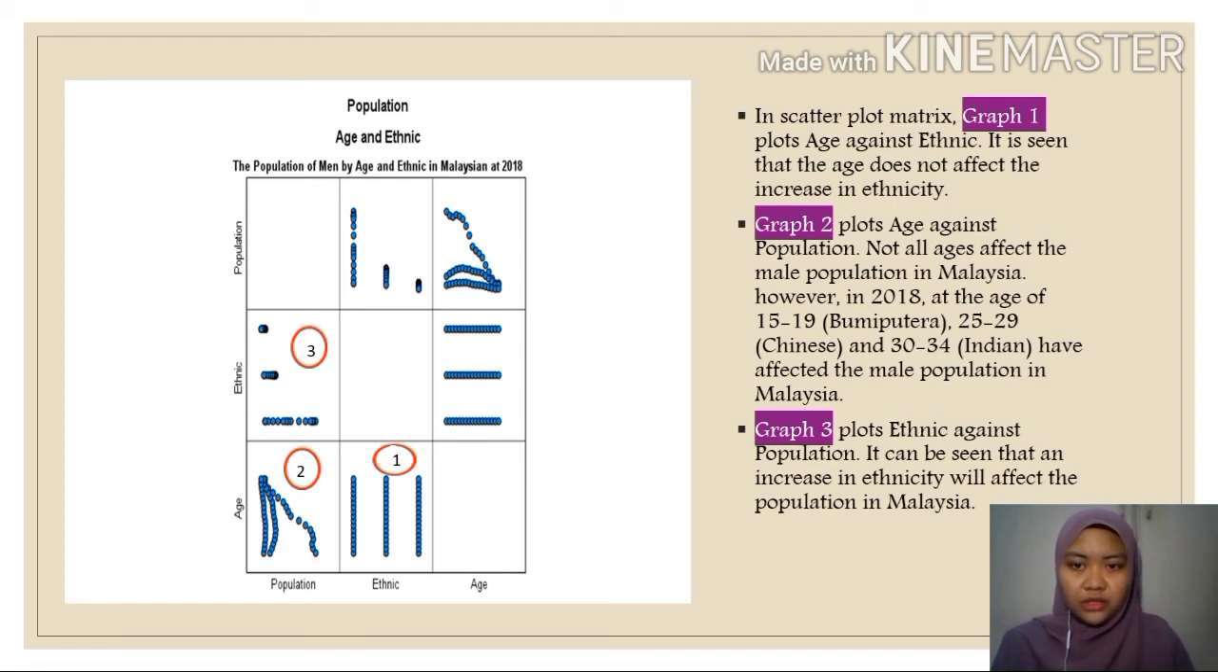However, in 2018, at the age of 15 until 90 years old for Bumiputra, 25 until 29 years old for Chinese, and 30 until 34 years old for Indian have affected the male population in Malaysia. The last graph, which is graph 3, plots ethnic against population. It can be seen that an increase in ethnicity will affect the population in Malaysia.